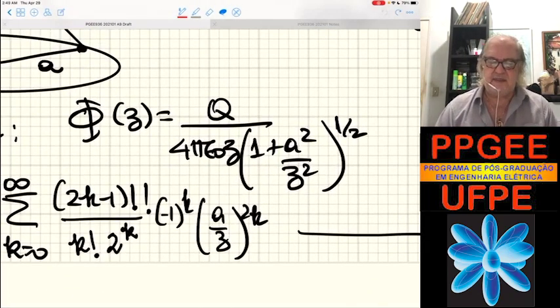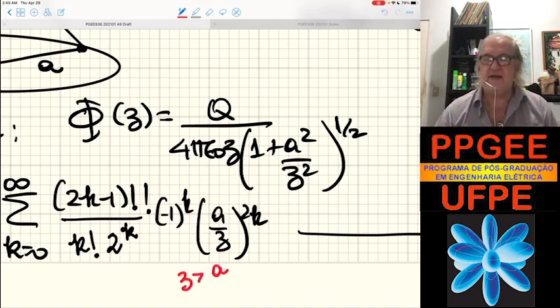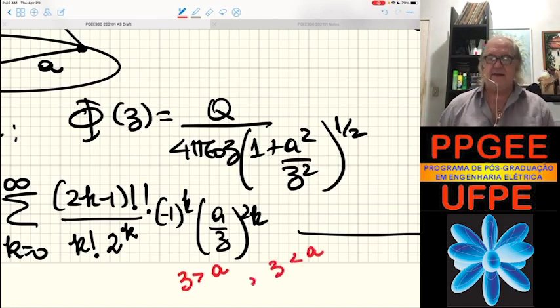So we have to consider here that when z is larger than a, you have one situation, and when z is smaller than a, you have another, right? So you have to use one solution.